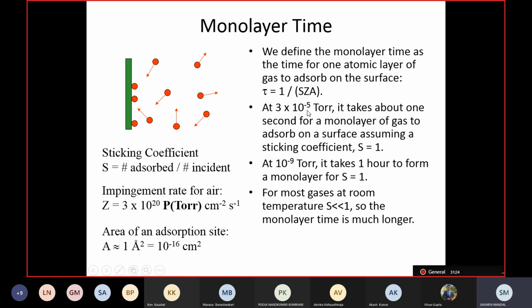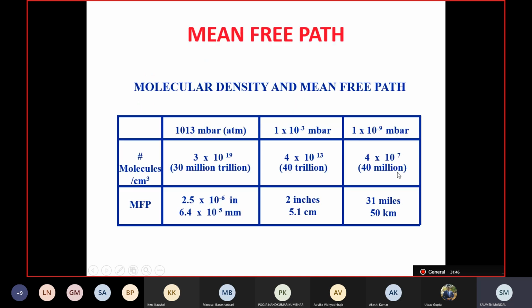At 3 into 10 to the minus 5 torr, the number of atoms and molecules will be less. So for monolayer formation, if we assume S equal to 1, 1 second is required for one monolayer. But at 10 to the minus 9 torr, it takes 1 hour to form one monolayer. So that's the difference.